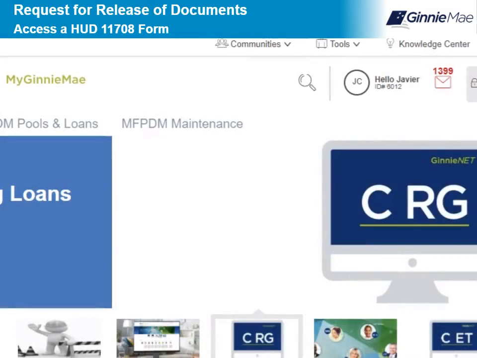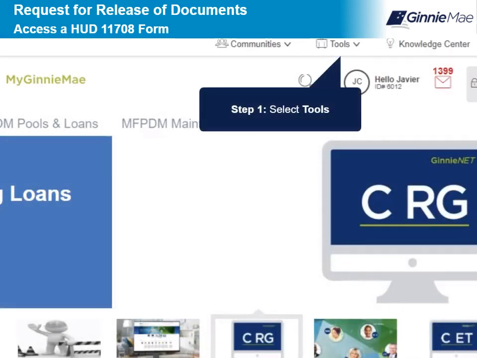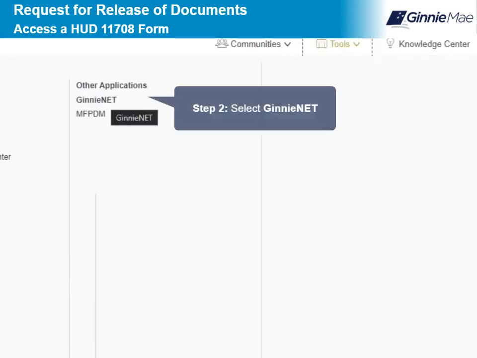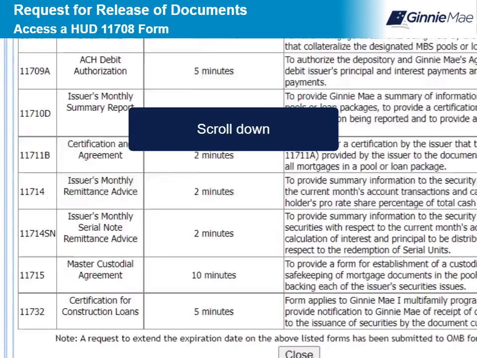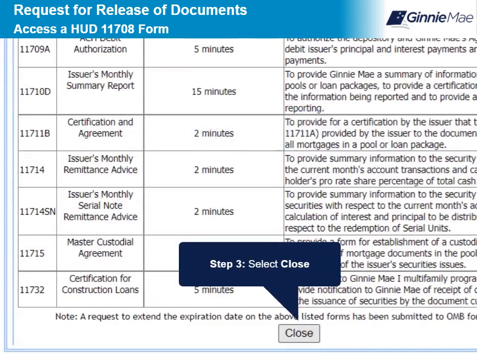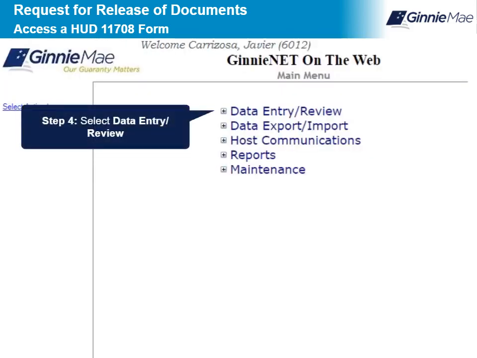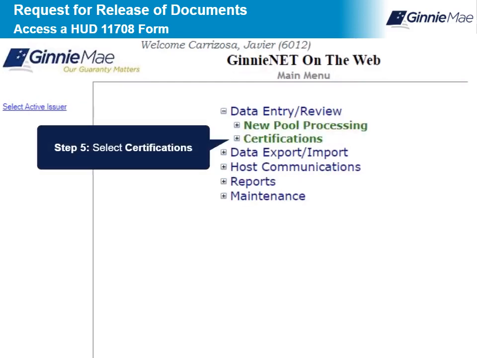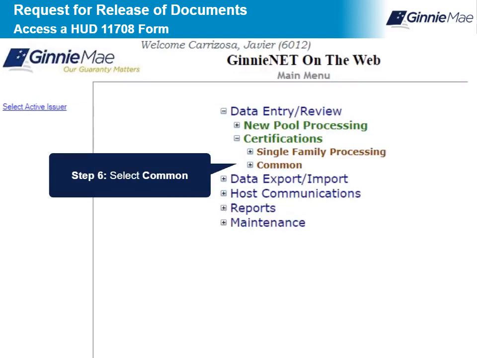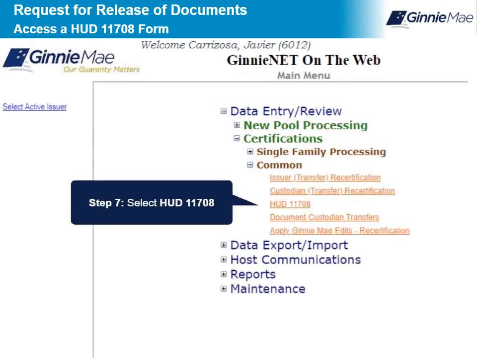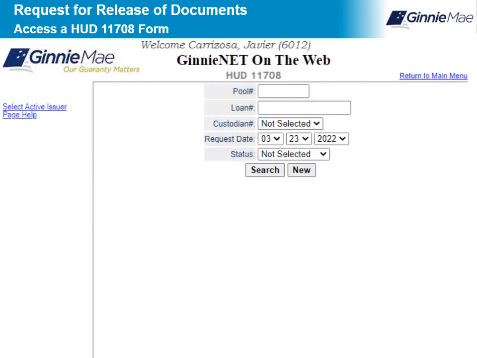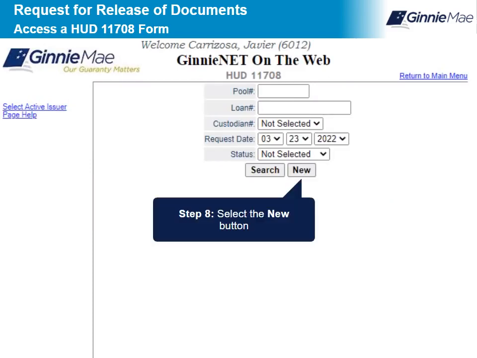Ginnie Mae main menu screen, Step 1, select Tools. Step 2, select Ginnie Mae. Scroll down. Step 3, select Close. Step 4, select Data Entry/Review. Step 5, select Certifications. Step 6, select Common. Step 7, select HUD 11708. Step 8, select the New button.